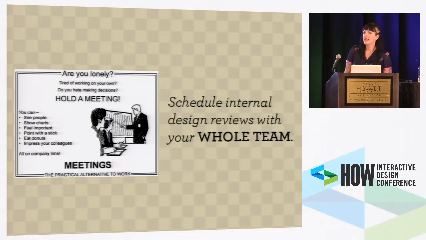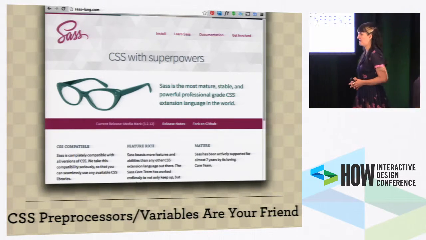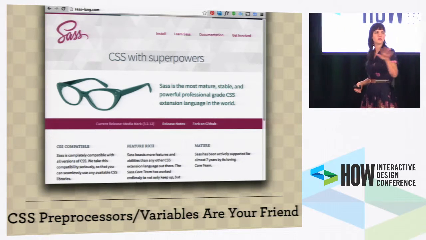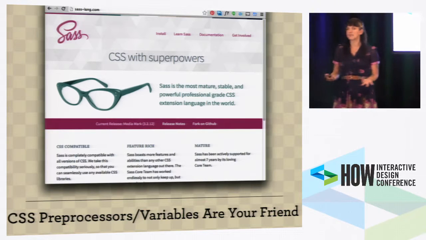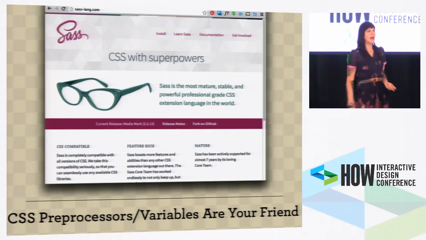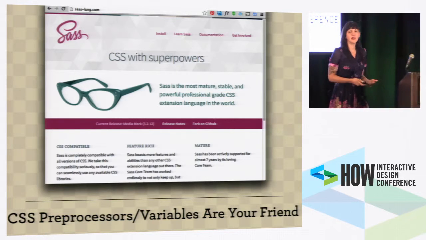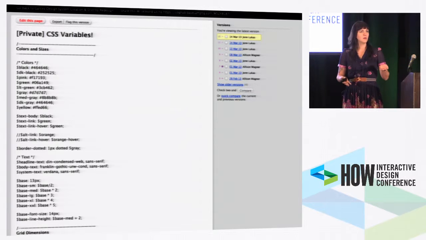So besides scheduling meetings and internal reviews with your team, I also really like to use CSS preprocessors. Is anyone using a CSS preprocessor here? Some hands, right? It's awesome. I like to use Sass. And essentially what I really like to do is set up variables for the type system. If a designer can code, I like to have them just get right into the code and start altering variables.